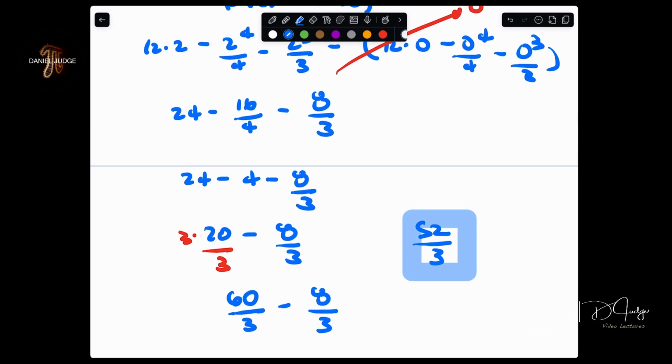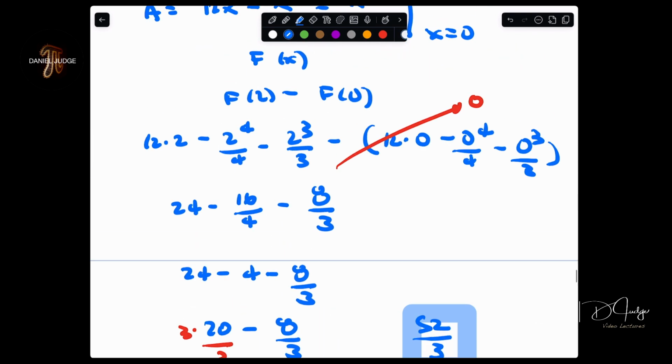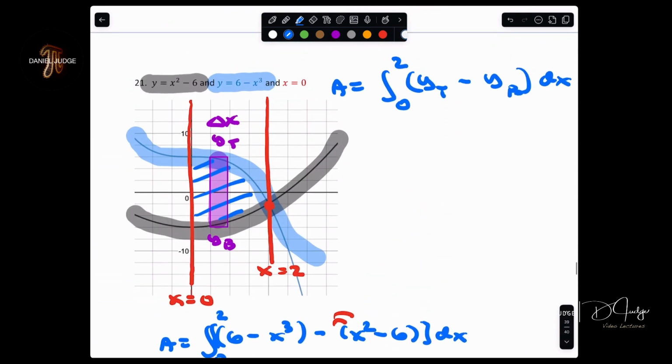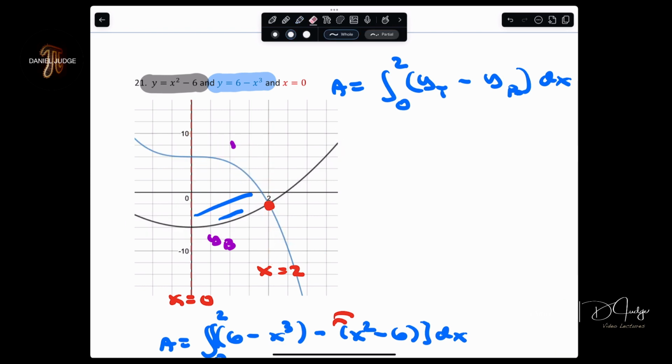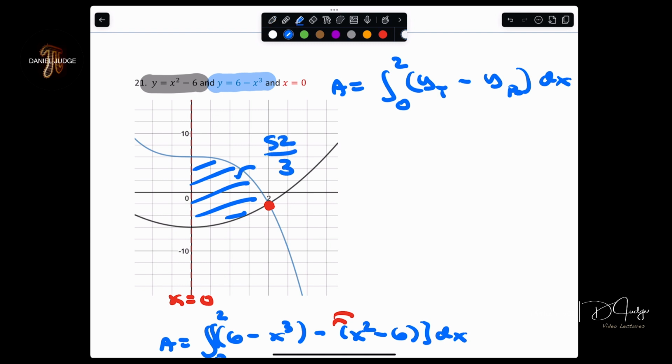Okay, ladies and gentlemen, I think that's where we're going to stop for some of these here, and I hope you guys enjoyed all of the lecture here, or not the lecture, going over some of these problems. 52/3. I'm going to get rid of all the drama here, and remind people here what we're finding. Bounded area here is 52/3. All right.